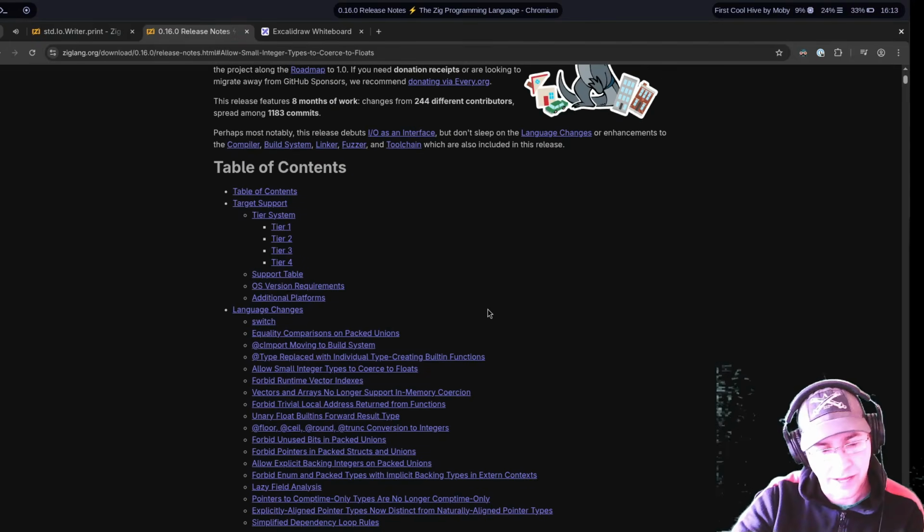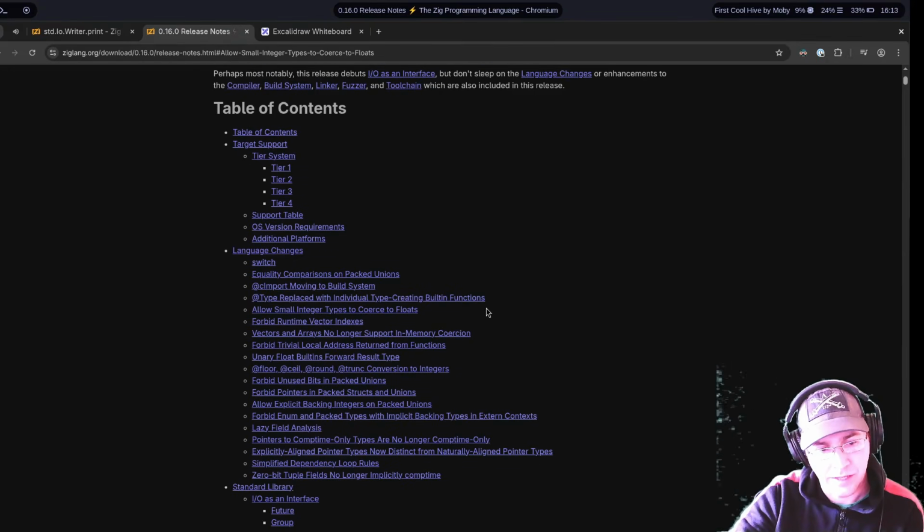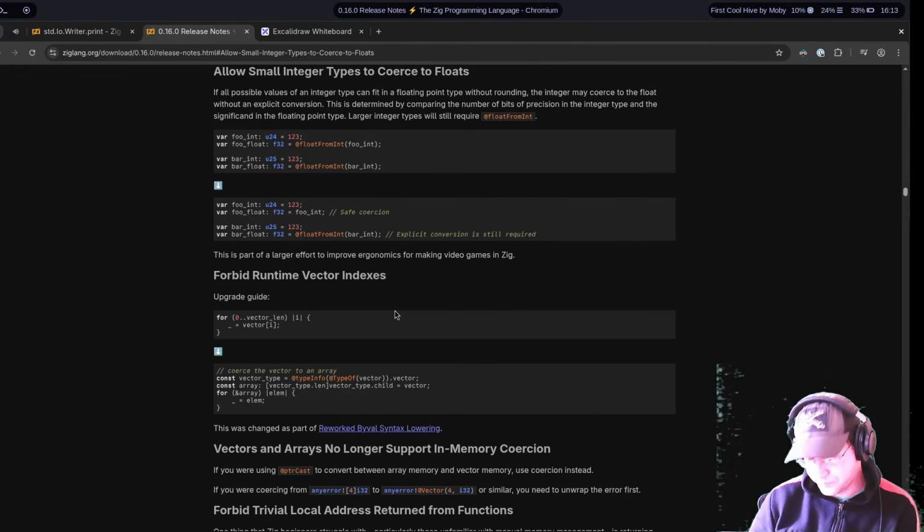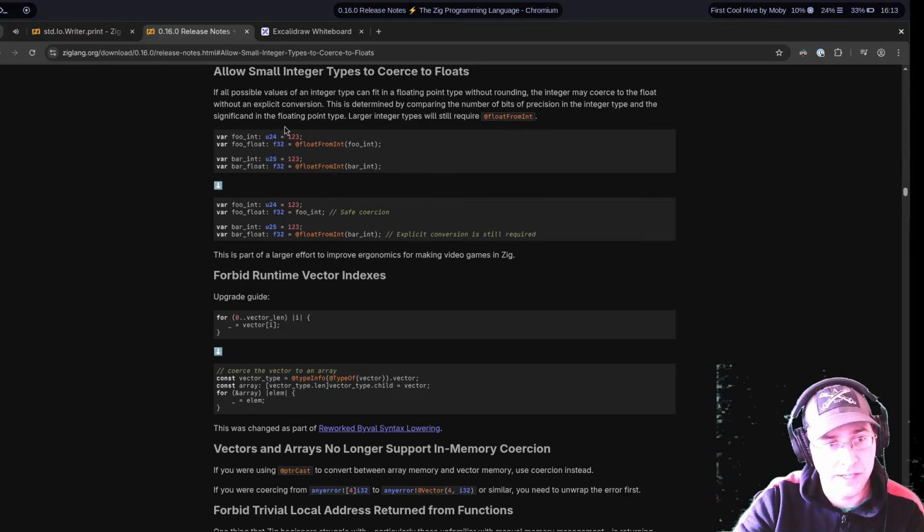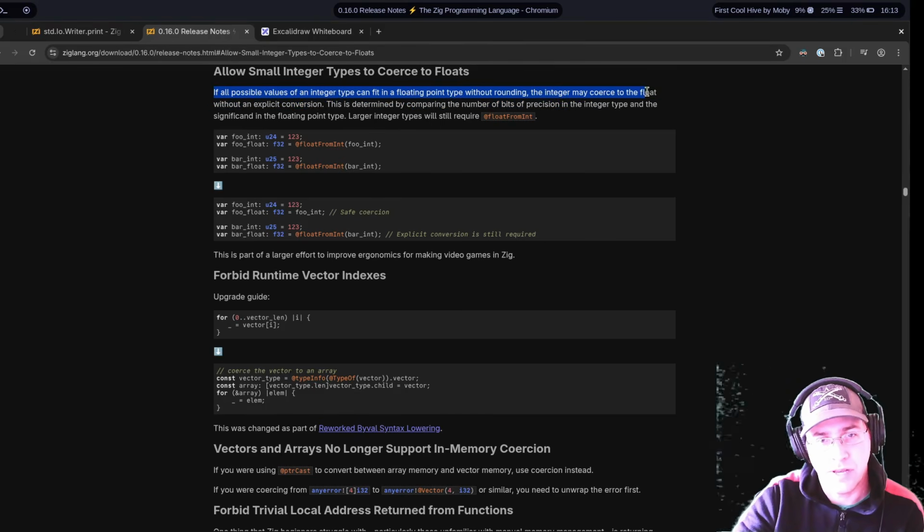But apart from that, there is a tiny bit here in the language changes. Where is it? Oh, there. Allow small integer types to coerce to floats. I'm just going to read what it says. If all possible values of an integer type can fit in a floating point type without rounding, the integer may coerce to the float without an explicit conversion.